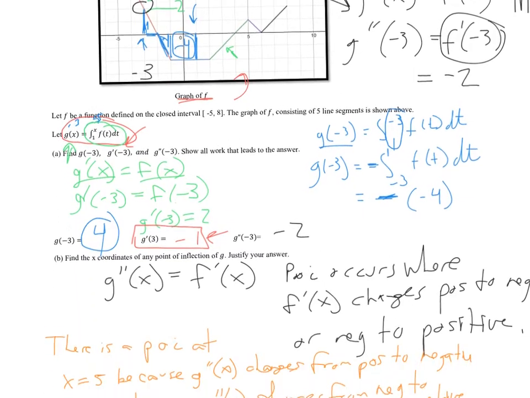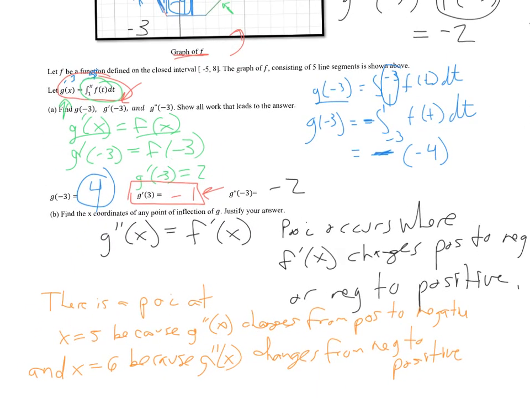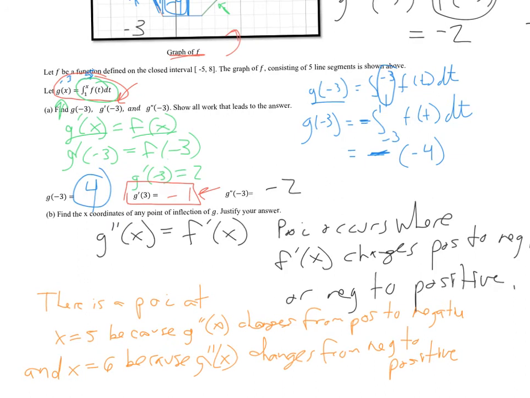All right, I start to look at part B. Find the x-coordinates of any point of inflection of g, and justify your answer. Well, points of inflection occur where concavity changes. So in other words, g double prime of x would have to change from positive to negative or vice versa. I'll write down that g prime of x equals f prime of x. That's me letting the AP grader know that I know what I'm doing.